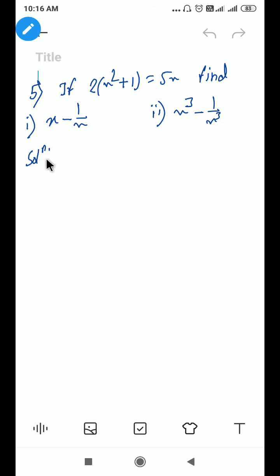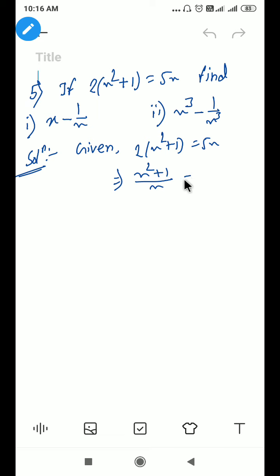Now let's start. Here it is given 2x² + 1 = 5x. If this x goes to the other side, it becomes division, so (x² + 1)/x. And if the 2 goes to that side, again division happens, so 5/2 here. If you break it part-wise, x²/x will be x and 1/x, so x + 1/x will be 5/2.